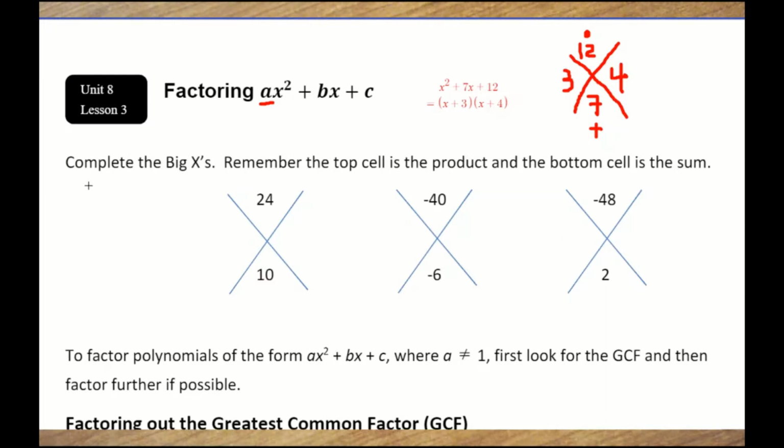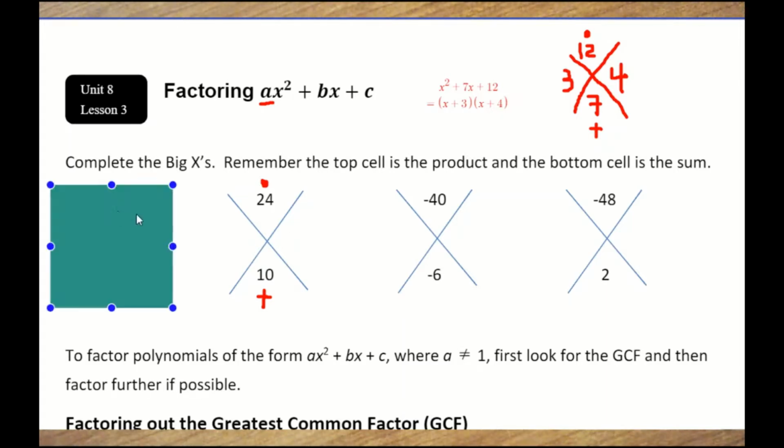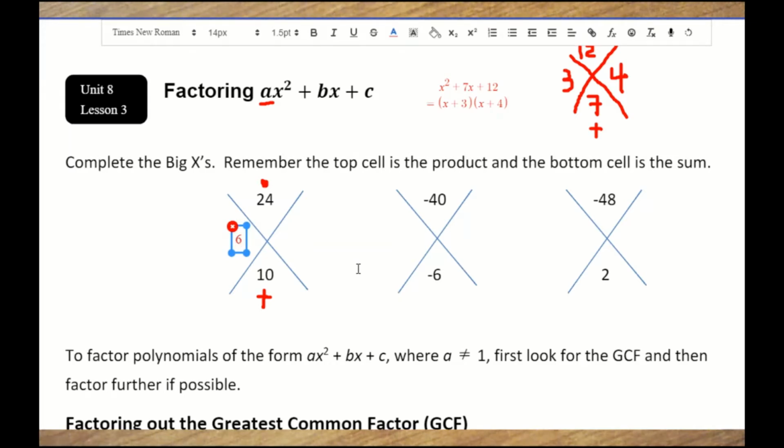For these last three, I'd like you to come up with two numbers that multiply to give you the top number and add up to give you the bottom number. As we go through these, pause the video, see if you can do it on your own, and then unpause it and see if you got the right answer. Spoiler alert, we're going to go over the answers. Two numbers that multiply to give me 24 and add up to 10 would be 6 and 4. 6 times 4 is 24, and 6 plus 4 is 10.